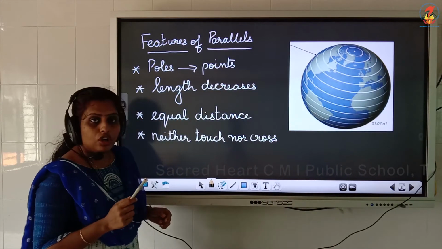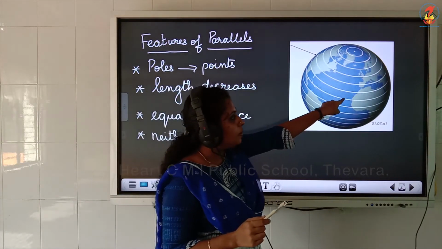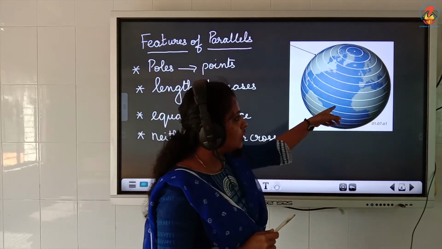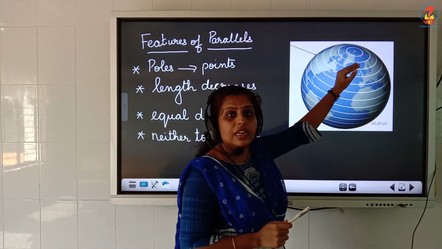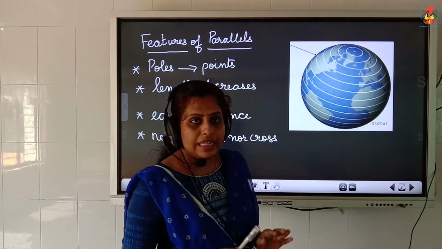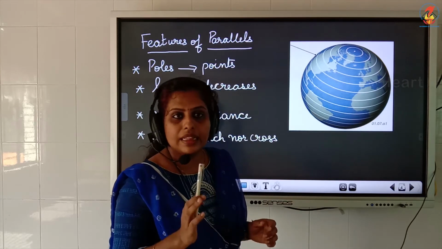Now let's move on to the next feature. You can see the space between the parallels. They all are equidistant, right? They all have the same distance. They have a distance of 1 degree. They have an interval of 1 degree. They all are placed in an equidistant manner. So all the parallels are equidistant. They all are at an equal distance. That is the third feature.